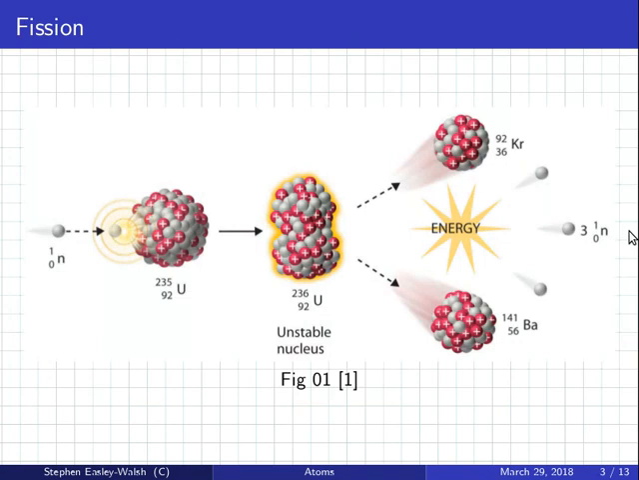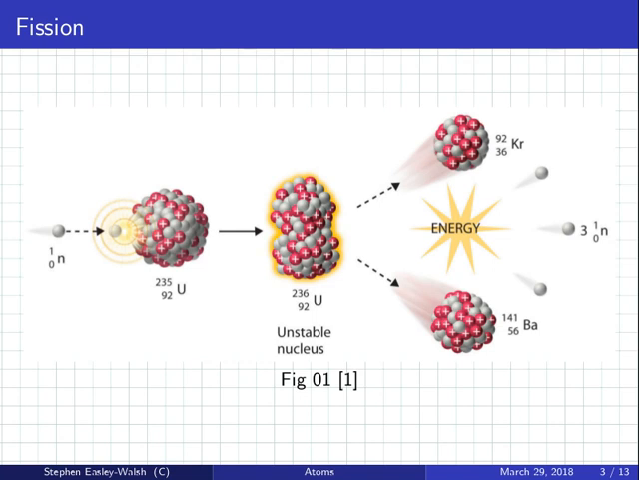I was talking about fission just 5 minutes ago, saying that it means to split. So here's an example. You've got your uranium-235, and you fire a neutron at it. And what happens to it? It breaks into two lighter elements. So this one becomes krypton, and this one becomes, I think, barium. And also, three neutrons break off. So you fire a neutron at the uranium, and it breaks into two, and three neutrons break off as well.